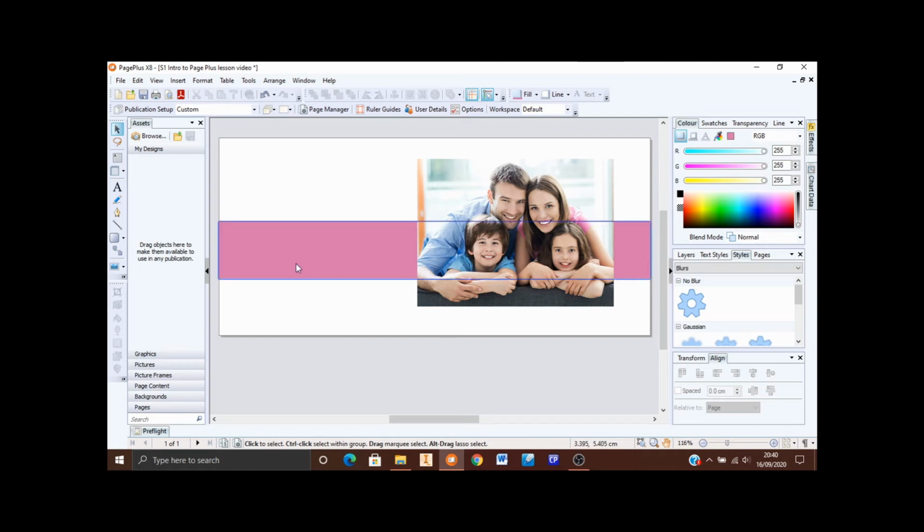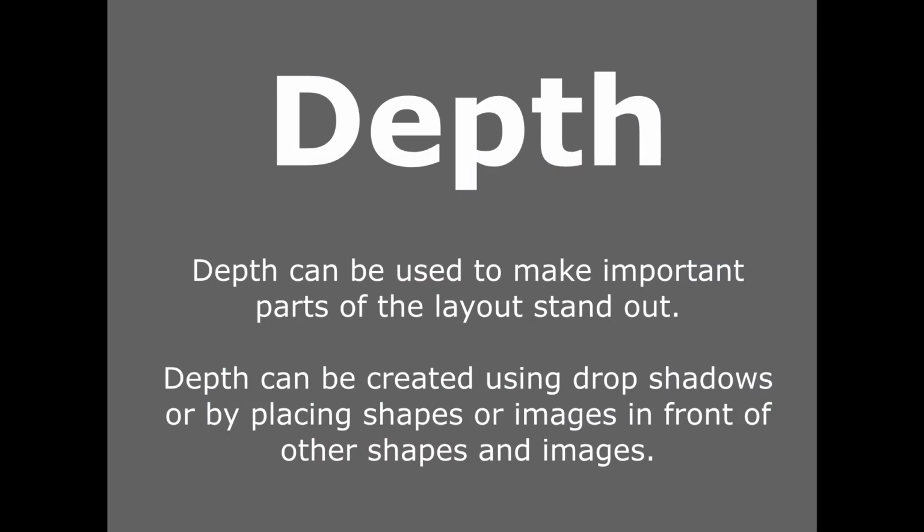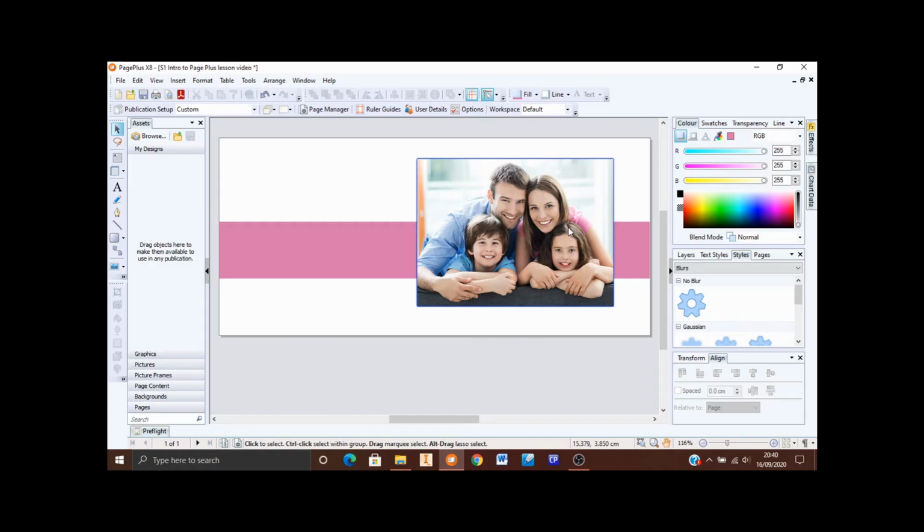And what we've done here is by sending this rectangle to the very back of the layout and having the image in front of it, we're creating something called depth. Now depth is used where you want to bring one element of a layout forward. So the visual impact this has is that the image looks like it's in front, so it looks like it's coming toward the viewer. So that's called depth. In addition to depth, we've also got matching colours in this rectangle to the lady's shirt.